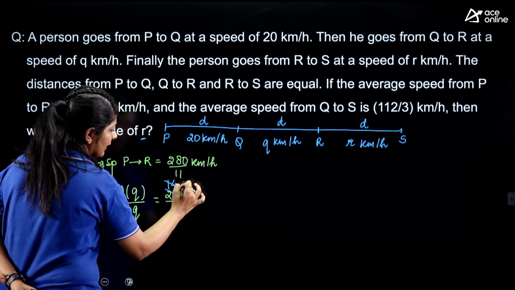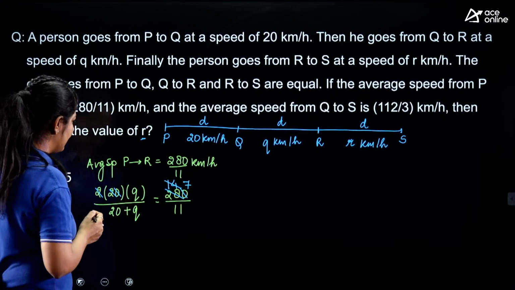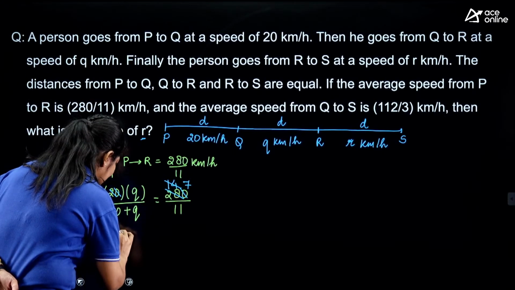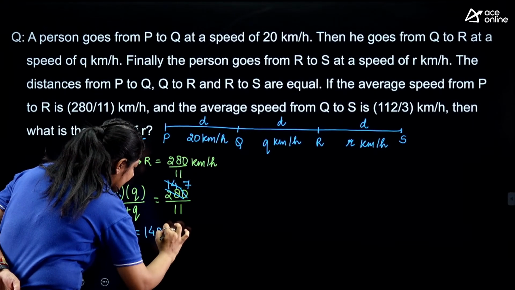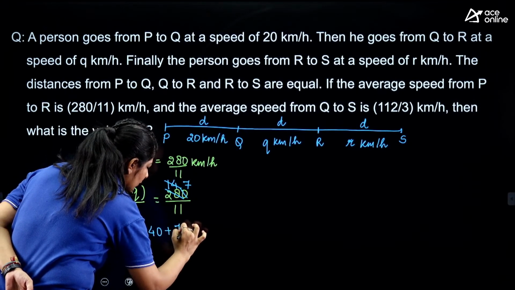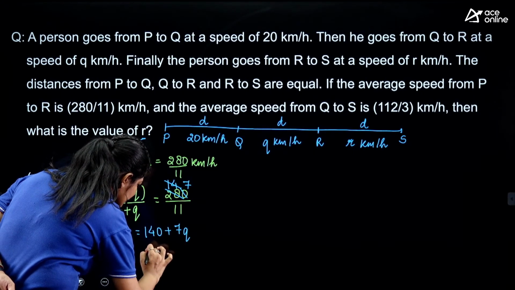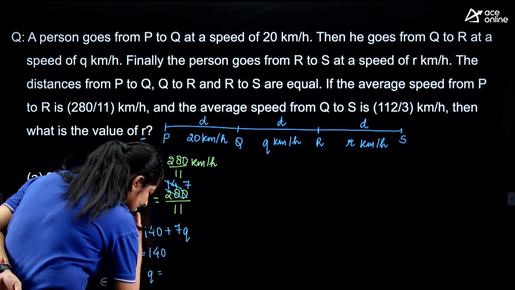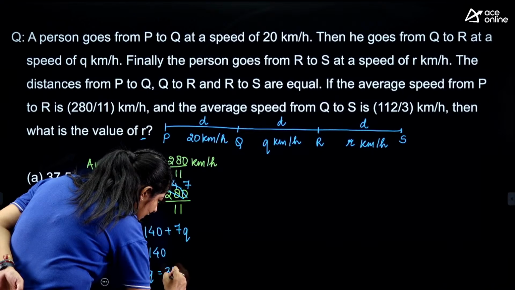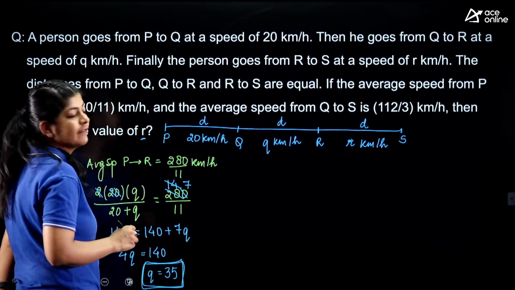Again, here 7. Now we simply do the cross multiplication. So here we get 11q equals 140 plus 7q. Here we get 4q equals 140. That means the value of q that we got is 35.